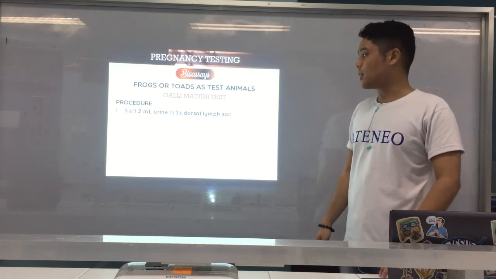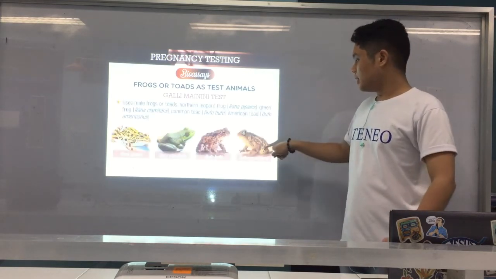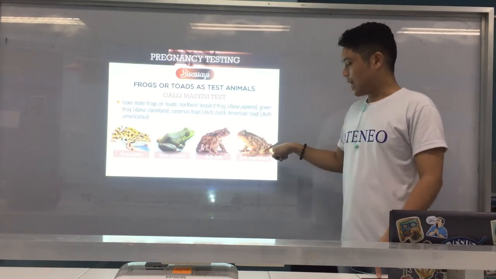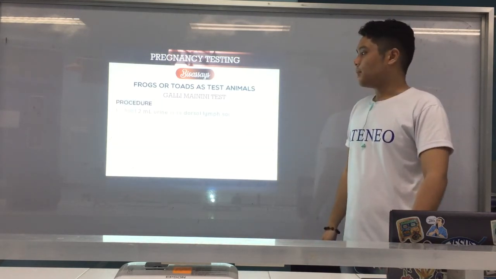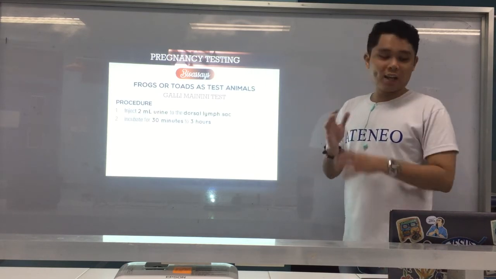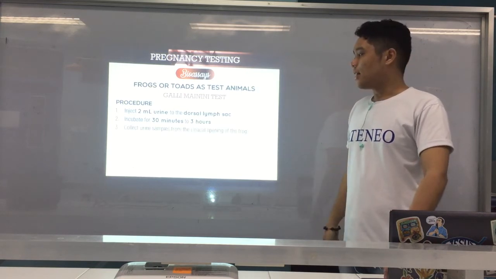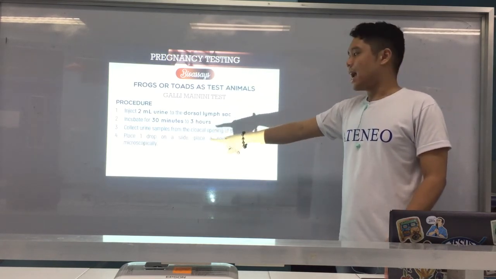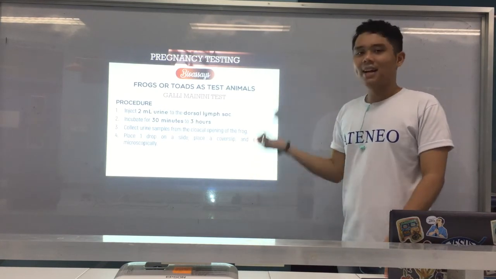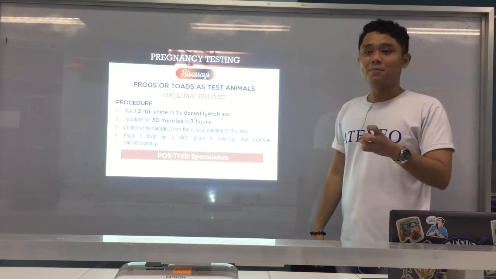We inject 2 ml of urine in the dorsal lymph sac. If I'm not mistaken, I think it is injected here, on its side. Yeah, of course you use a syringe. Okay, 2 ml of urine of a pregnant woman. Okay, all right. And then we incubate for 30 minutes to 3 hours again to give time for the HCG to react within the toad's body. Okay, and then collect urine samples from the cloacal opening of the frog. And then, using a Pasteur pipette, we place 1 drop on a slide and cover slip and then examine under the microscope. The positive result is spermiation, meaning it creates sperm.